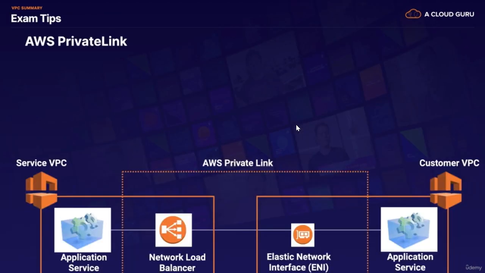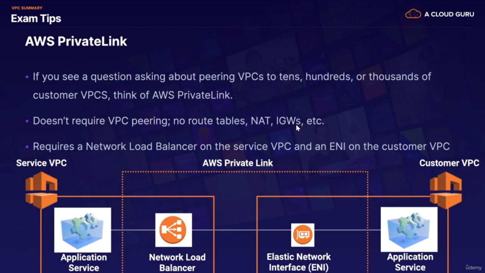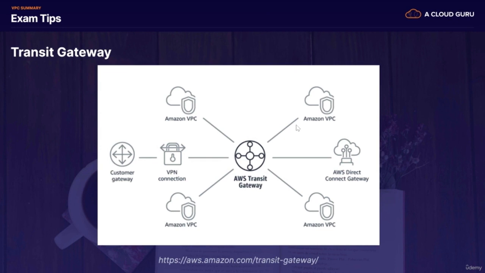So moving on to AWS Private Link, we had a network diagram in here. Just remember, if you see a question asking about peering VPCs to tens, hundreds, or even thousands of customer VPCs, I want you to think of Private Link. It doesn't require VPC peering, and there's no route tables, NAT gateways, internet gateways, etc. All it requires is a network load balancer on the service VPC, so you can see it in here, and then an ENI on the customer VPC. So if you see anything about peering to multiple VPCs and you want the most efficient way possible, think of AWS Private Link.